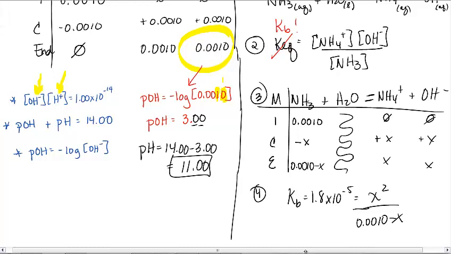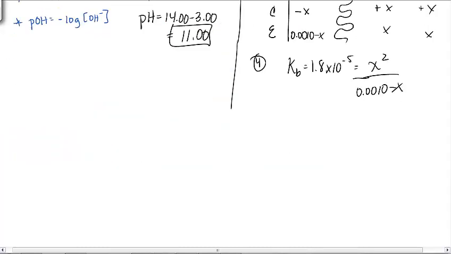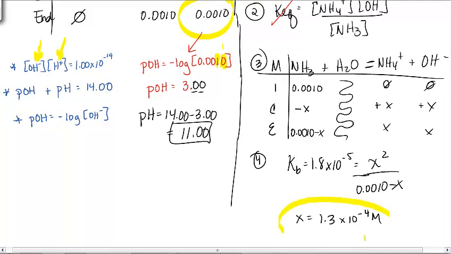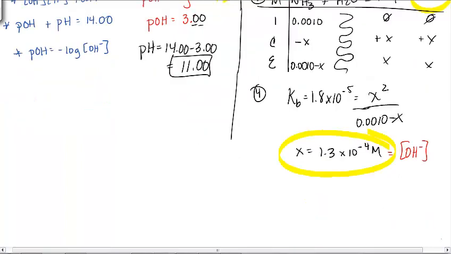You could quadratic it, you could graph it. I will tell you what x equals because you're going to have a chance to practice that on the worksheet in a moment. But you could quadratic it, you could graph it, you could check the 5% rule and see if that would be applicable. I don't really care, but somewhere I calculated it at 1.3 times 10 to the minus 4. So x ends up being equal to 1.3 times 10 to the minus 4 molar when you solve it. But if I go back to my ICE table, that is the concentration of OH minus, not the pOH or the pH or the hydrogen ion.